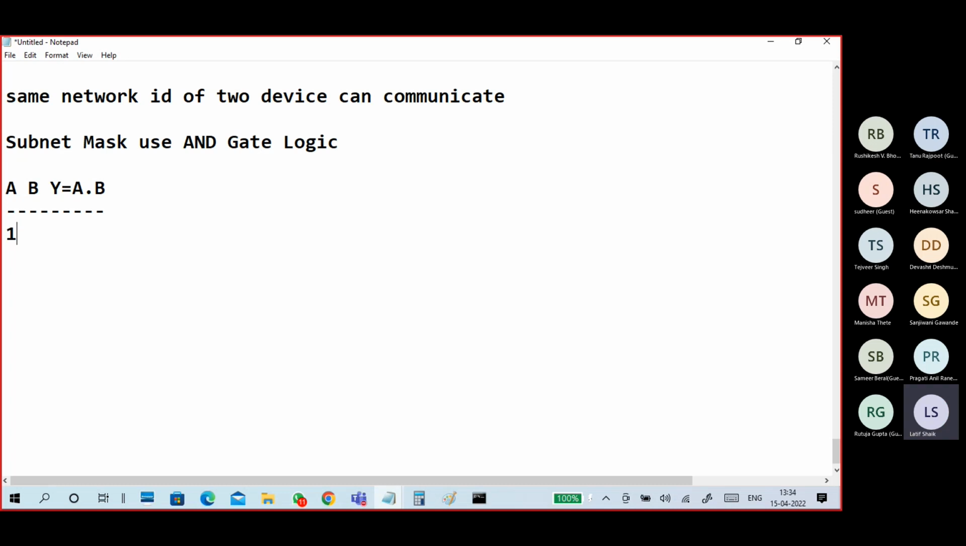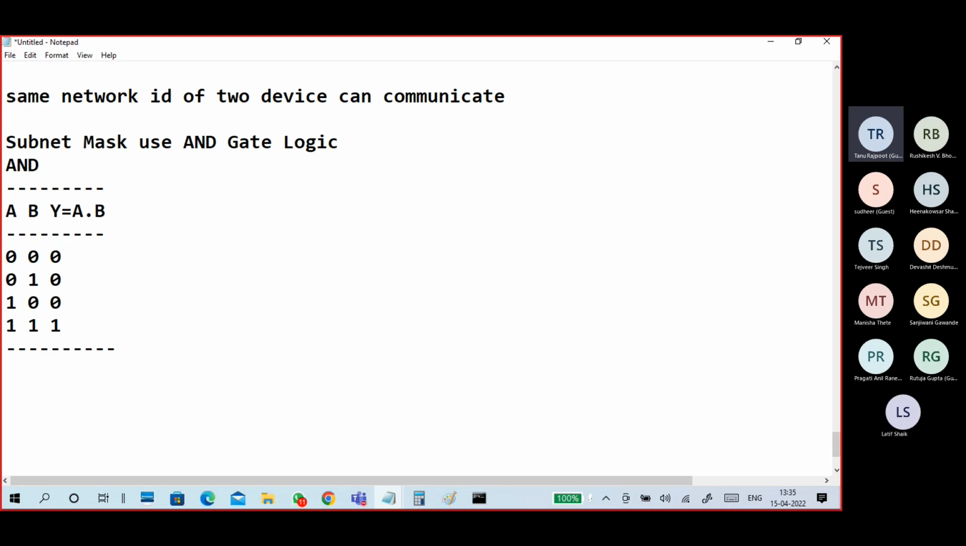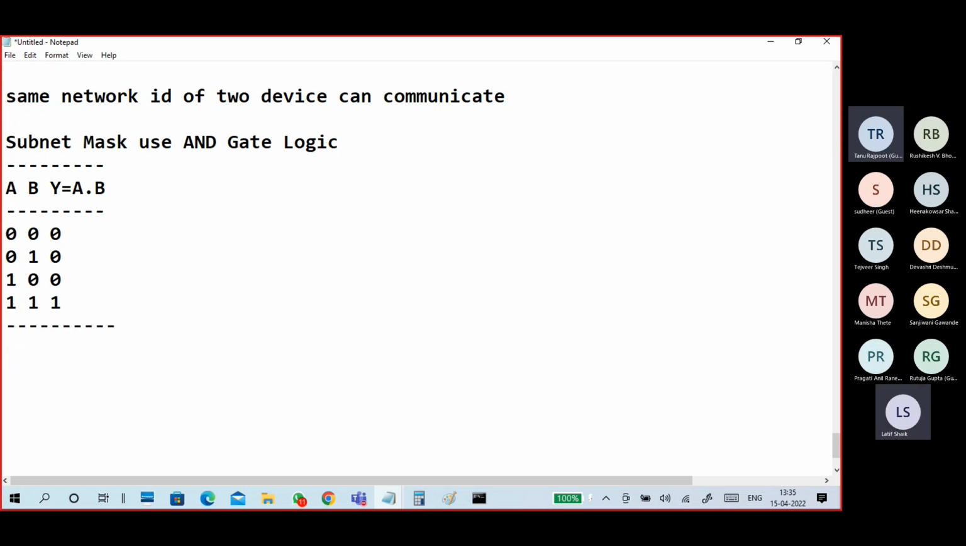It's like this: A is 0, B is 0, output is 0. A is 0, B is 1, output is 0. A is 1, B is 0, output is 0. A is 1, B is 1, output is 1. This is the truth table of the AND gate.